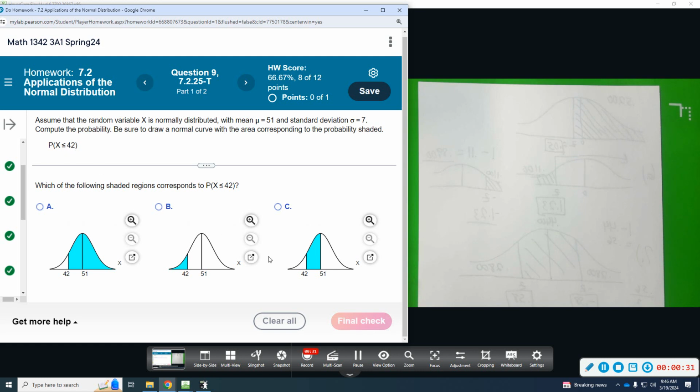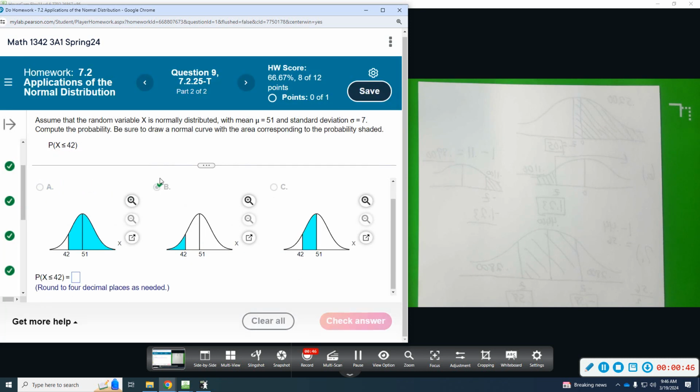42. So the one that is showing left of 42 is here. The mean is 51, so that's in the middle, and standard deviation is 7. So we're looking at option B. Now we're going to find the area to the left.